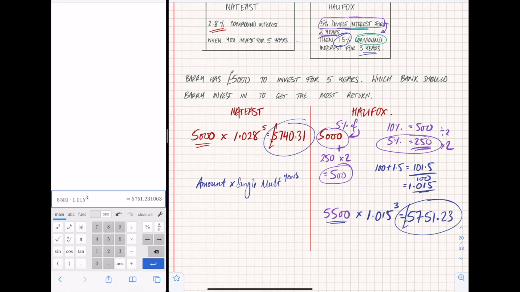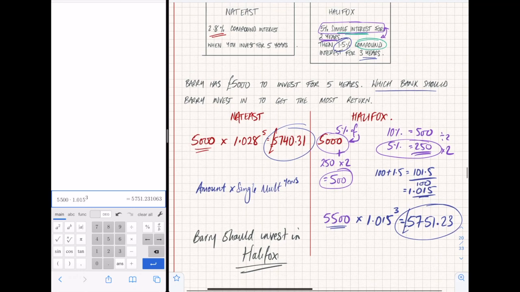If I put it into Nat East, £5,740. So for your final mark, because it says which bank should he invest in, you need to make a statement to say Barry should invest in Halifax, because it's going to give him the most amount of money. You need to make it really clear for that final mark in your exam. Okay, so really clear there. That ends up getting him an extra £11 on top of what he would have been getting if you put it into Nat East, roughly 11.